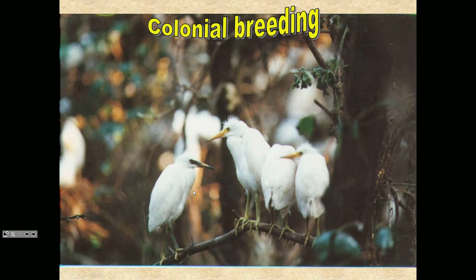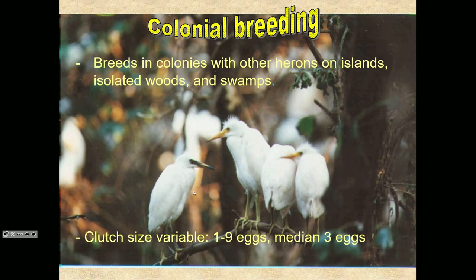Here you see chicks that look like they're coming out from the nest. So they are grown-up chicks. They breed in colonies with other herons on islands, isolated woods and swamps. They have variable clutch size, one to nine eggs, but the median is three eggs.